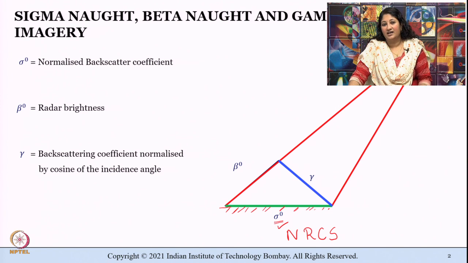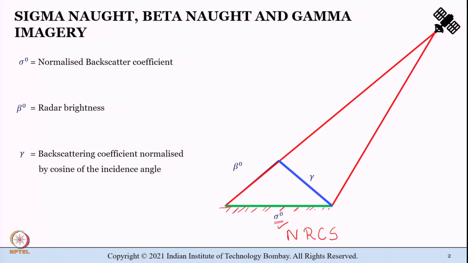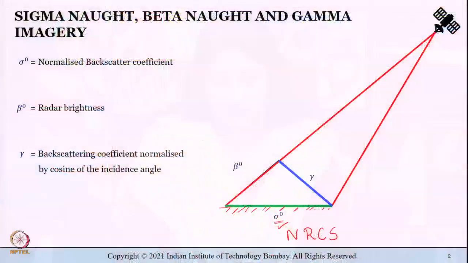Now, consider the reverse scenario. On the contrary, assume that from some source you do have the actual information about the topography, how the ground surface is varying with respect to height. Then, with the topographic data, we can correct the area and hence get a better representation of sigma naught. So, that is about sigma naught.